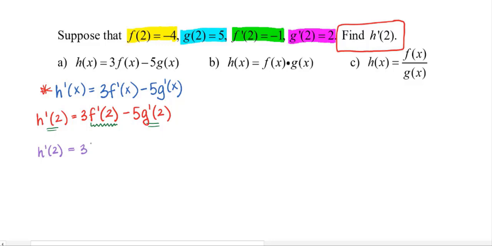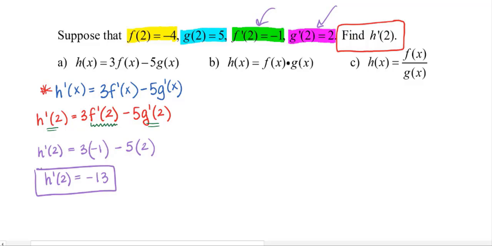So this will be 3 times f prime of 2, which is given up here in green. F prime of 2 is negative 1. Minus 5 times g prime of 2, which was given up there to be a 2. So h prime of 2 is negative 3 minus 10, negative 13. So my slope of the tangent line of the function h at x equals 2 is negative 13. So now let's get into some of these products and quotients.